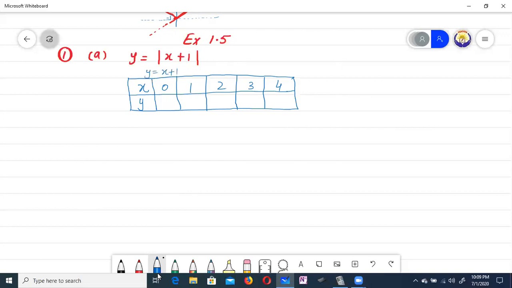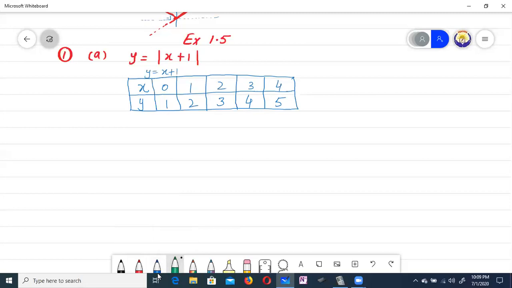Then x is 0, 0 plus 1 will be 1, y will be 1. Here x is 1, 1 plus 1 is 2, y will be 2. This 2 we will put here at the place of x, 2 plus 1 is 3, then y will be equal to 3. Here at the place of x, we will substitute 3, then y is equal to 3 plus 1 is 4. Then this 4 here we have to substitute, then 4 plus 1 is 5, y is equal to 5. In this way, we can get values of x and y at different points.